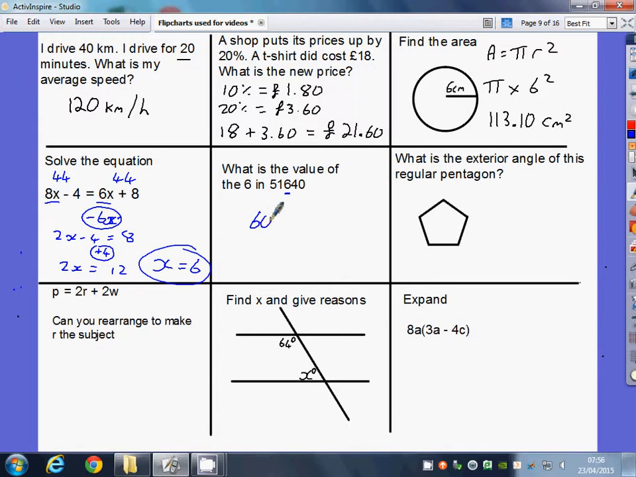51,640. So the value of the 6 is the 600. Just always go and look exactly what column it's in, and then work out its value.